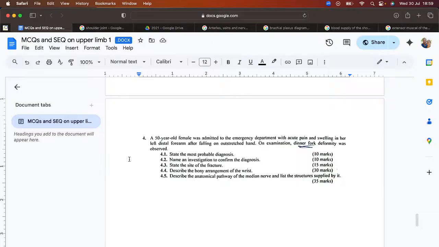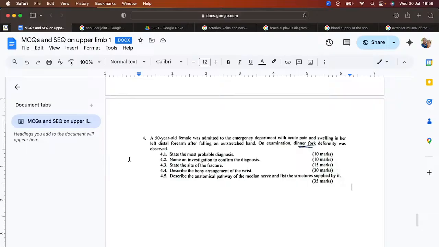So this is a 50-year-old female. A 50-year-old female was admitted to the emergency department with acute pain and swelling in her left distal forearm after falling on an outstretched hand. On examination, dinner fork deformity was observed. Now, in this question, they're giving you two clues. The first clue is that this person fell on an outstretched hand, and the other one is that on X-ray, a dinner fork deformity was observed.